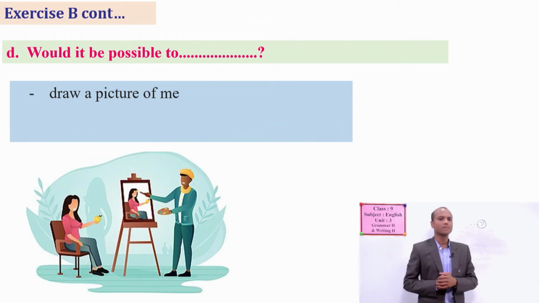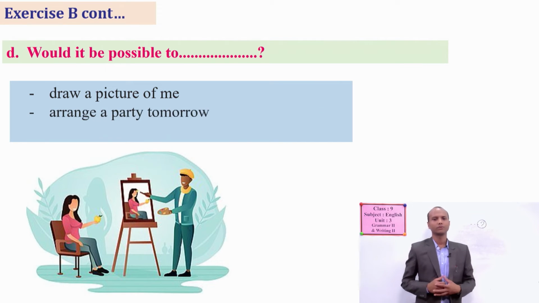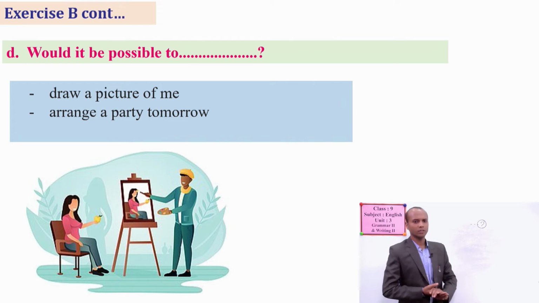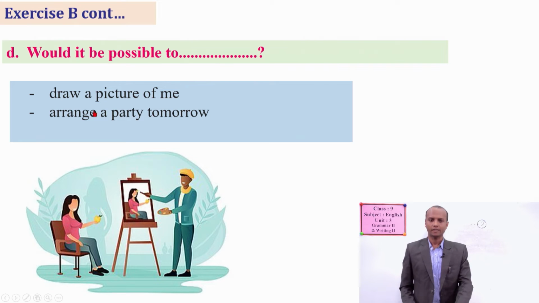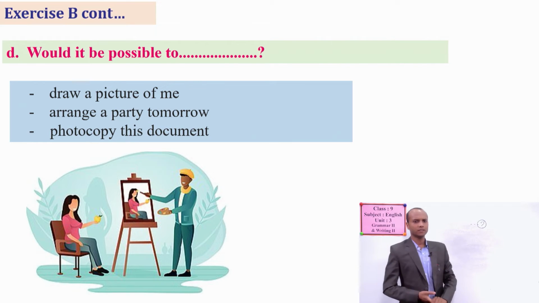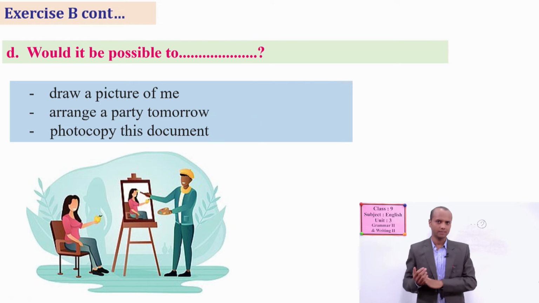You might say, would it be possible to draw a picture of me? This girl might say. Any other sentences? Good. So, this is another sentence for you. Would it be possible to arrange a party tomorrow? You are asking somebody. So, this is again a yes request. Next. Would it be possible to photocopy this document? Okay, so place these sentences and you can think of more, as I said earlier.